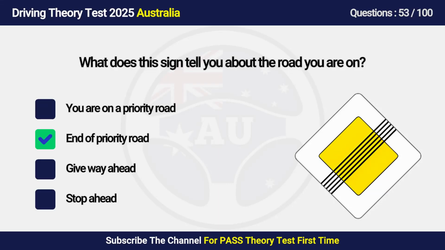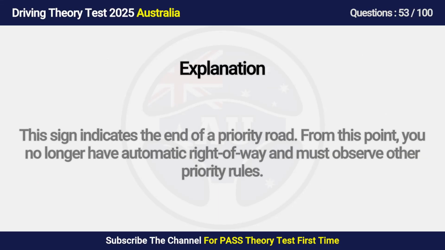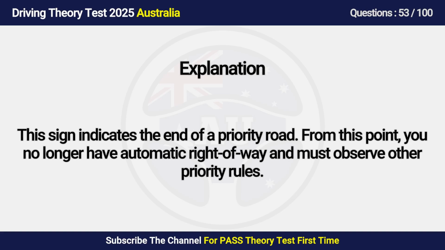Answer is B. End of priority road. This sign indicates the end of a priority road. From this point, you no longer have automatic priority and must observe other priority rules.